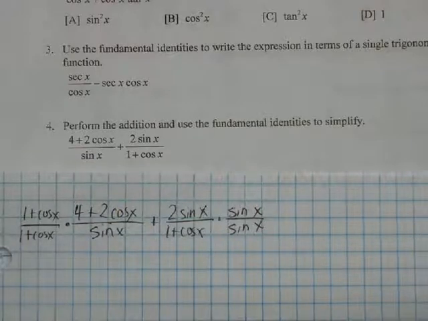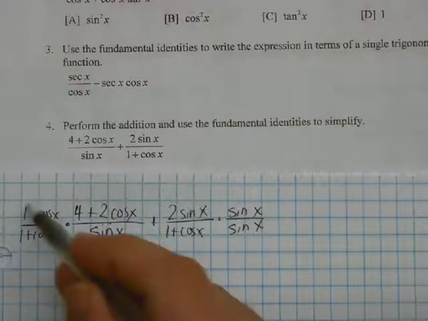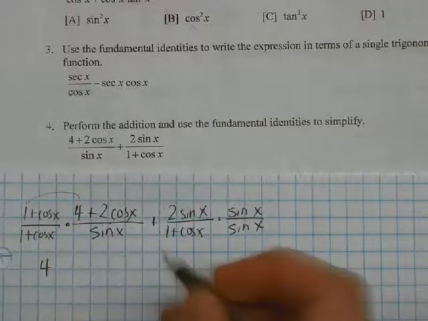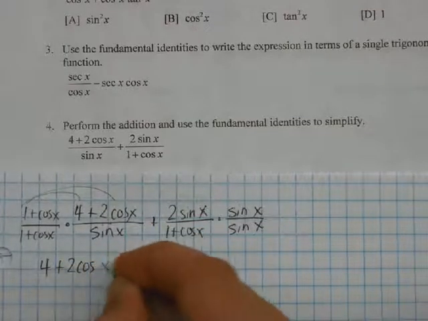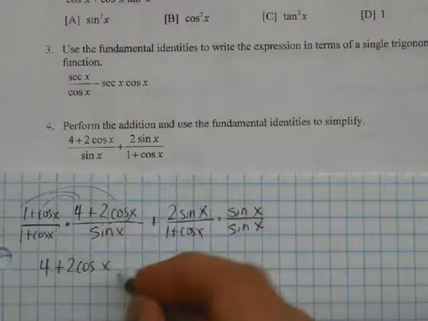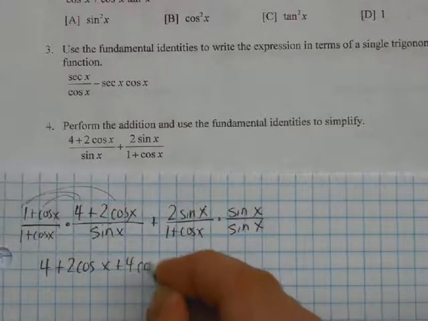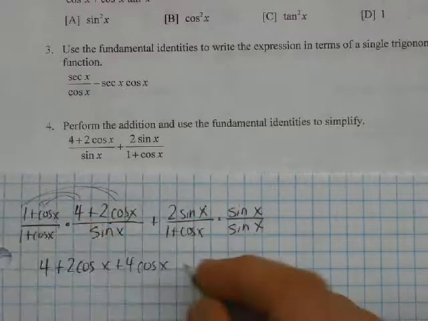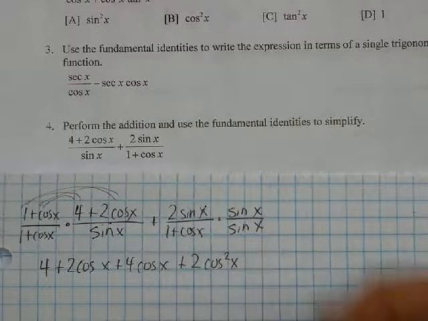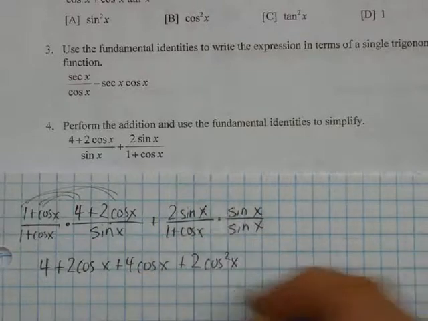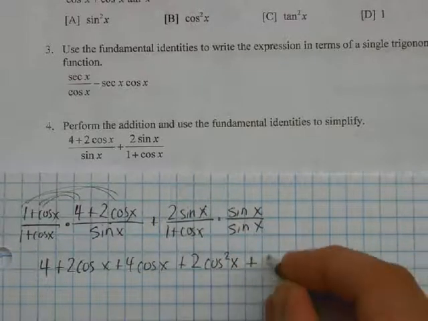Now, although you don't see parentheses here, these are two separate fractions, so it's going to multiply just like there were parentheses there. So 1 times 4 is 4 plus 2 cosine x plus 4 cosine x plus 2 cosine squared x. Okay, so that's the first fraction. And then the second fraction, we get 2 sine squared x.